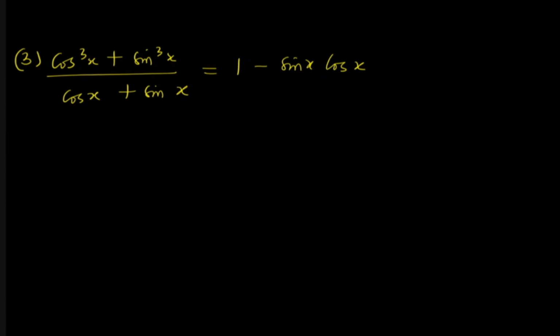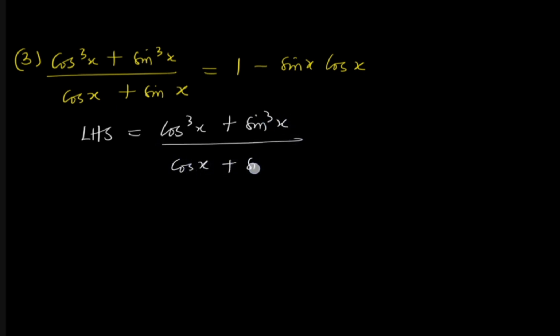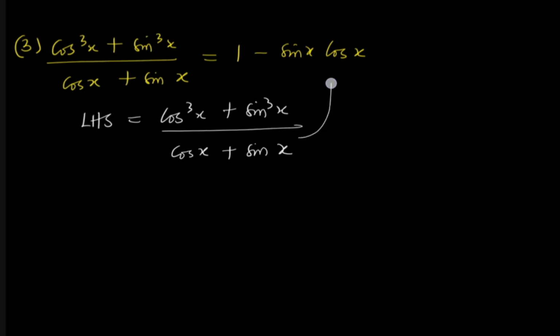Here, you're told to prove that (cos³x + sin³x) over (cos x + sin x) will give you 1 minus sin x cos x. So again, we're going to take the left hand side, which is cos cube x plus sine cube x over cos x plus sine x. We're going to try to prove that this is equal to all of this here.